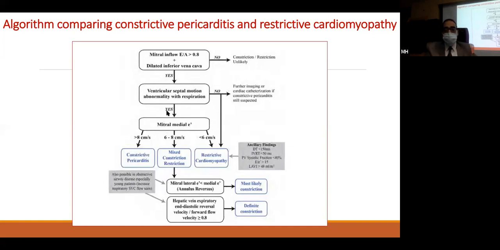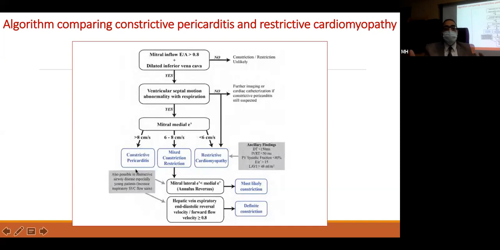So firstly, look at the ventricular septum. If you have an abnormal septal motion, what's called septal bounce, this favors constrictive pericarditis. And then the most important is the medial E prime velocity, because in patients with constrictive pericarditis, the medial E prime velocity is preserved. In constriction, this affects and can decrease the lateral E prime velocity, the lateral annular velocity, but the medial will be preserved. So if it's more than 8, definitely this is constrictive pericarditis.